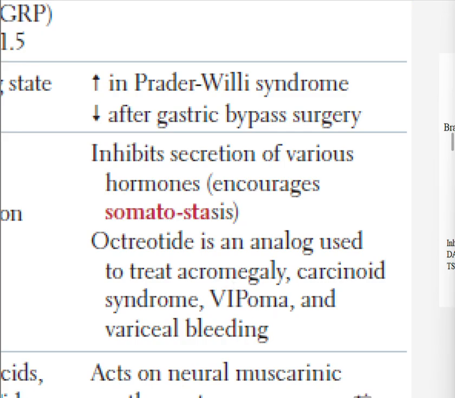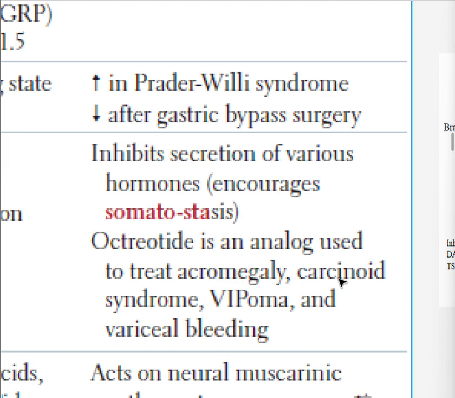Now, acromegaly is a pituitary adenoma that produces excessive growth hormone. This growth hormone increases IGF-1, and this causes enlarged hands, feet, coarse facial features, organ enlargement, and insulin resistance. Somatostatin normally inhibits growth hormone release, and that helps to suppress growth hormone secretion.